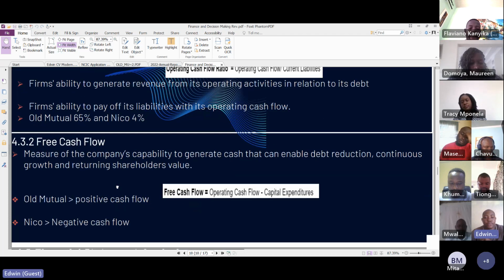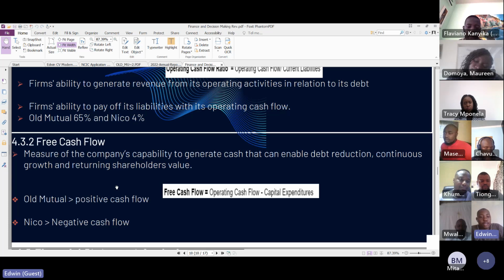On the free cash flow, which is the cash remaining for a firm to use for its day-to-day activities, and this is the cash that's left from operating activities, Old Mutual had a positive cash flow, while NICO had a negative cash flow. This represents that Old Mutual can generate more cash from its core operating activities, which they can use to finance itself for growth, as well as returning to shareholders, and also help in debt reduction.